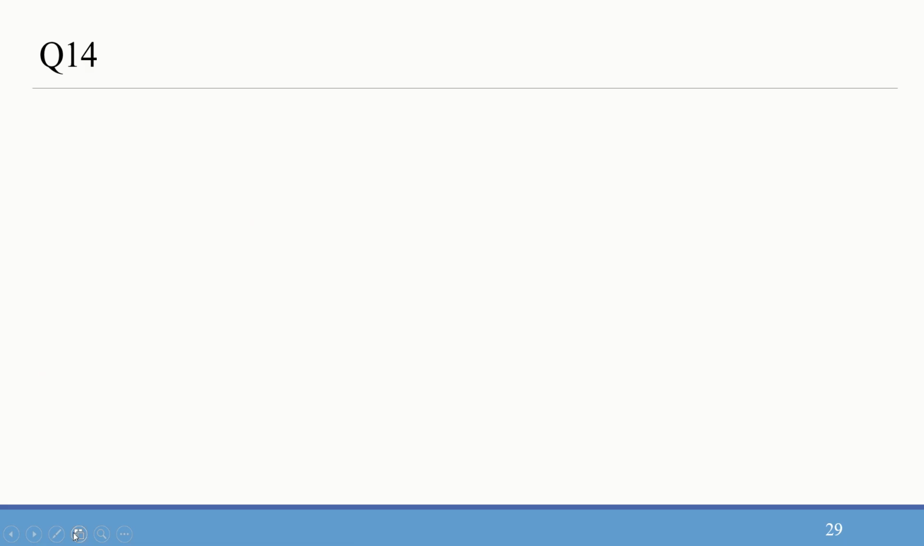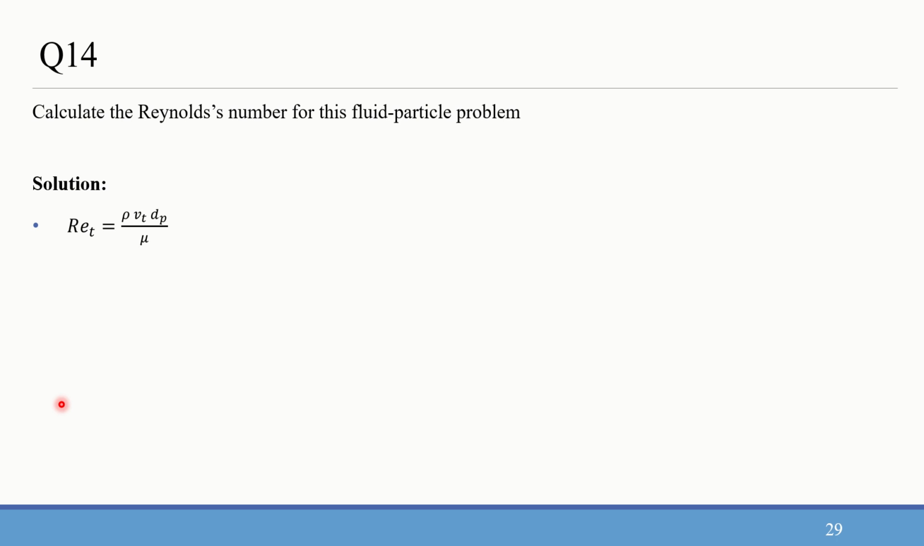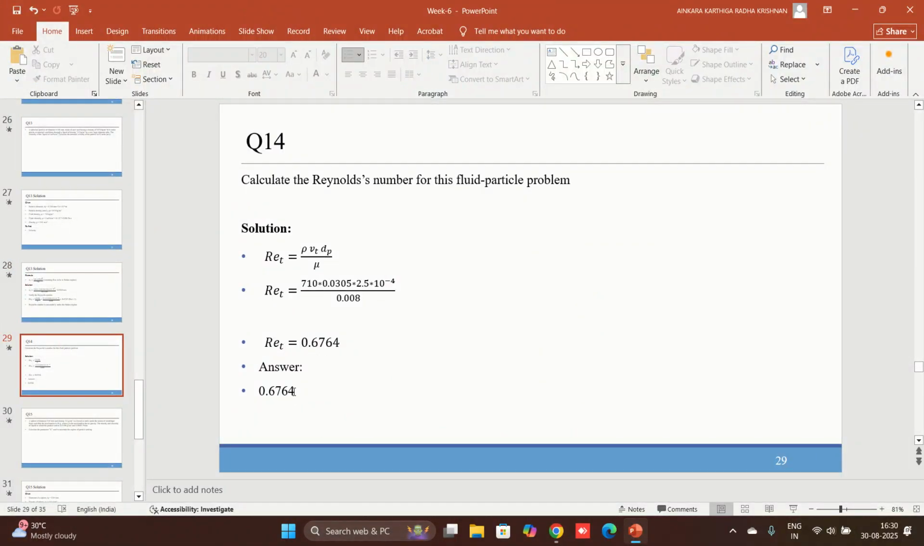Now coming to question 14. Calculate the Reynolds number for this fluid particle problem. We already did it in the previous slide, but anyway, coming to the question. Re_t is equal to rho VT dP by mu, and rho is 710 into 0.0305 into 2.5 into 10 power minus 4 divided by 0.008, and that gives us 0.6767, or 0.6764, whatever it is.